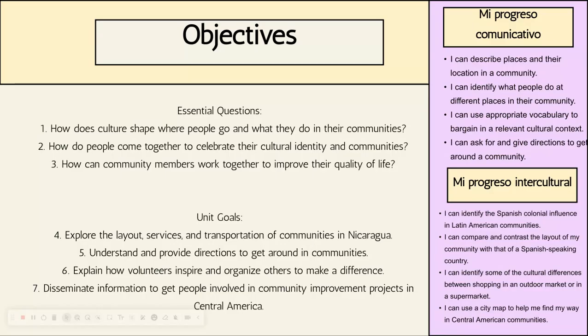For our unit goals, the goal of talking about layout, services, and transportation is in the first half of the unit, and we do talk a lot about Nicaragua and the different communities, cities, and areas of Nicaragua, and things like plazas and mercados. Students also learn in this unit how to understand directions from point A to point B, and how to give directions from point A to point B. The last 2 unit goals are for the second half of the unit.